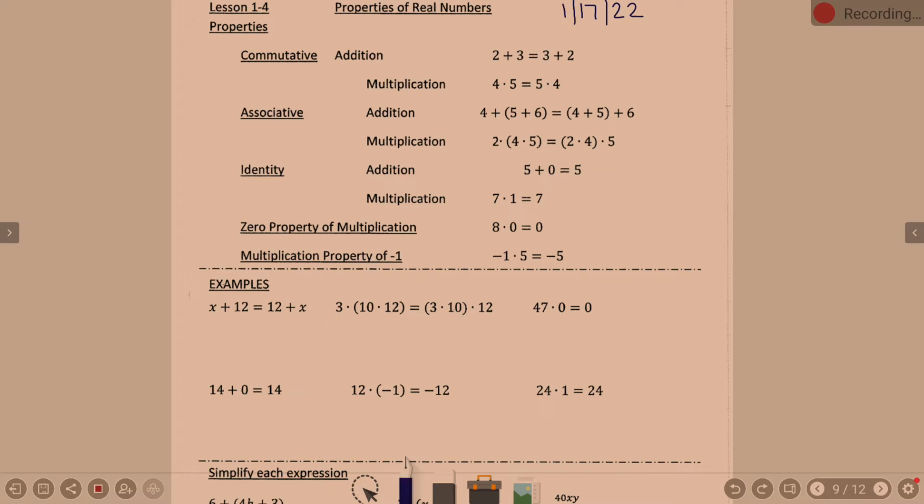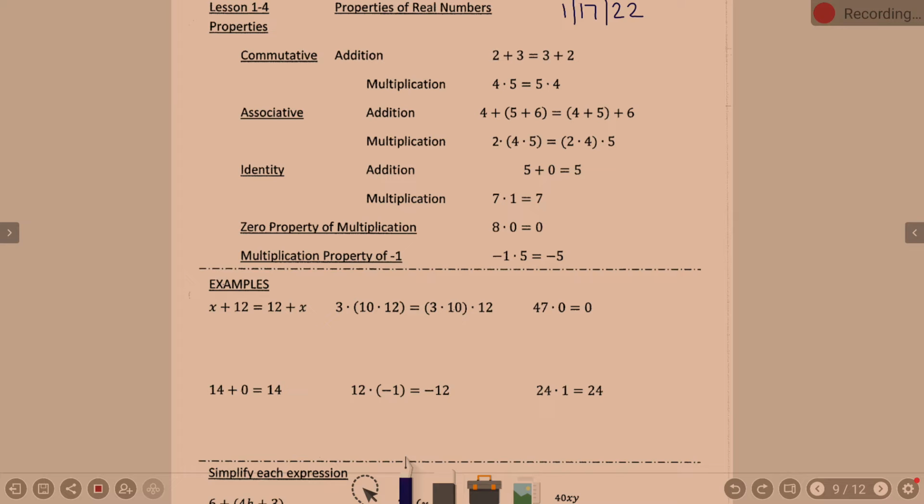And the idea of the commutative property. There's commutative of addition or multiplication. But the idea is if I say 2 plus 3, is that any different from saying 3 plus 2? No. And if I say 4 times 5, is that any different from saying 5 times 4? So the commutative property just says it doesn't matter which order I multiply or add in. That's all it says. Okay?